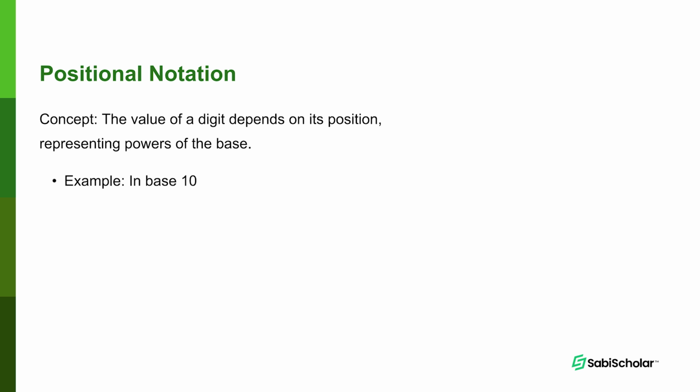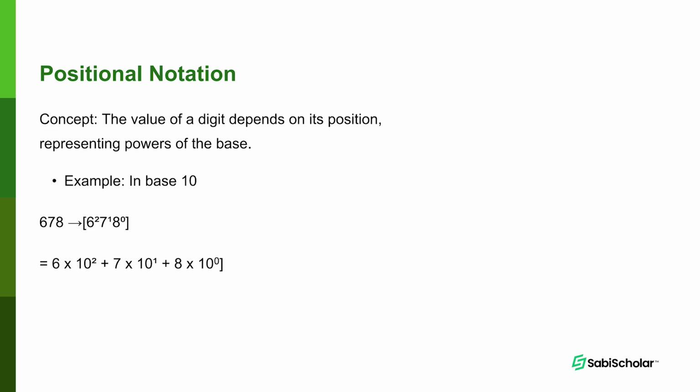For example, if we say in base 10, we have 678. The value of that 6 depends on the position of that 6. The value of that 7 depends on the position of that 7. And the value of that 8 depends on the position of that 8. In 678, the 6, 7, and 8 are not the same thing, because 6 is 600, 7 is 70 or 7 tenths, while 8 is just 8 units.